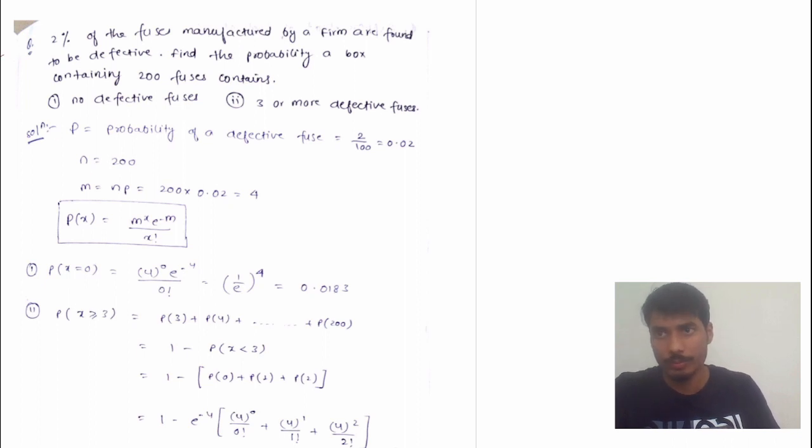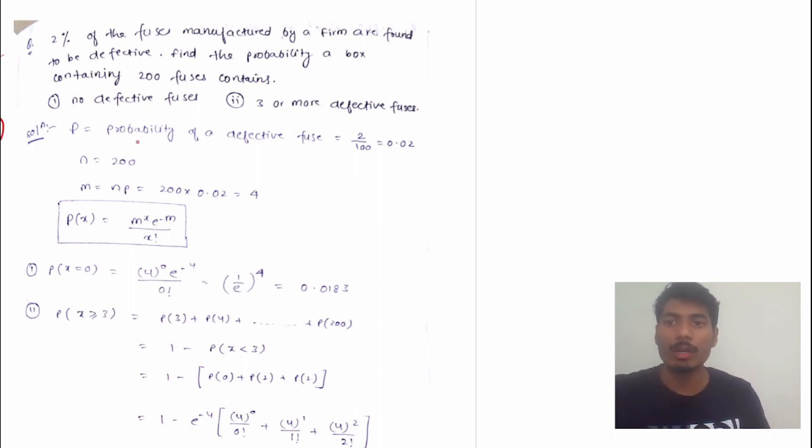Now, 2% of fuses manufactured by a firm are found to be defective. Find the probability that a box containing 200 fuses contains no defective fuse, and 3 or more defective fuses. See here, in the question they are talking about the defective fuse. So our defective fuse becomes the probability of success, because they are talking about the defective fuse.